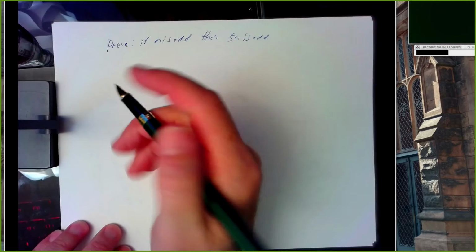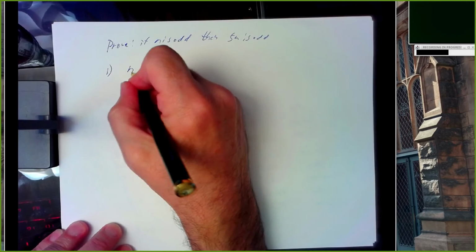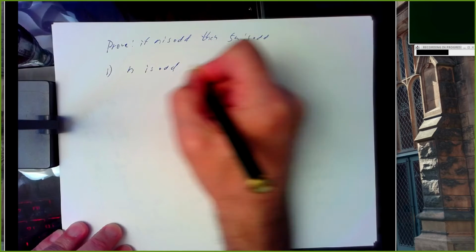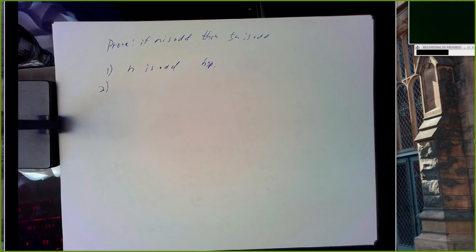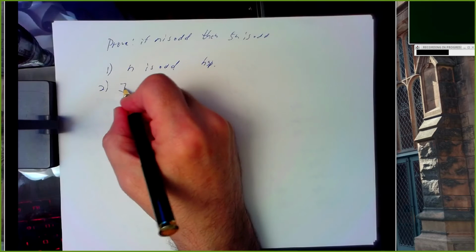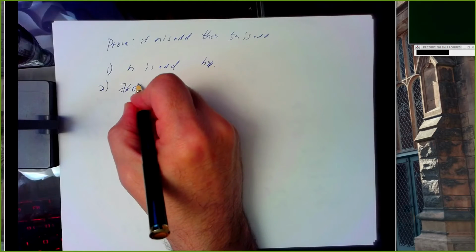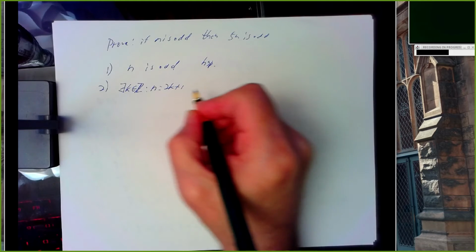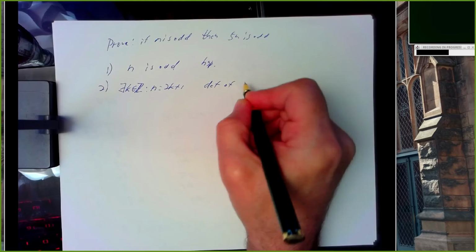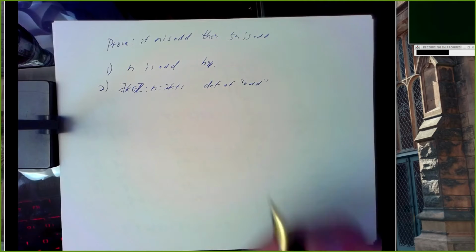All right, so how do we do this? We only have one hypothesis, which is that n is odd, so let's begin with that. n is odd. That's a hypothesis. And about the only thing we can do with that is turn it into an equivalent statement, which is there exists some integer k such that n equals 2k plus 1. And that's what it means when we say n is odd.